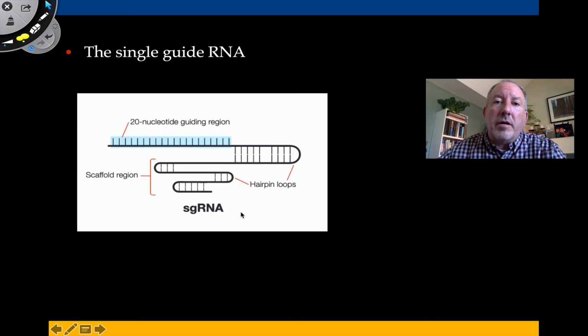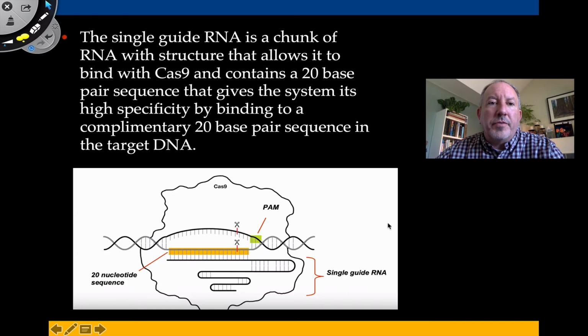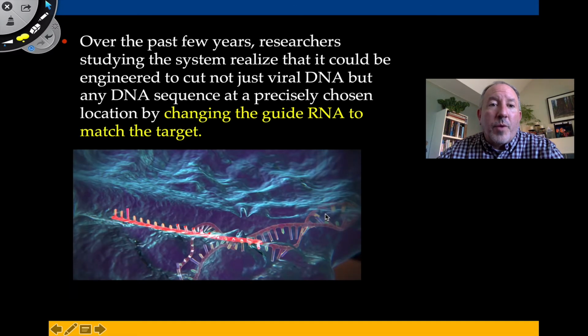So this single guide RNA has been a game changer, to say the least. It's a single unit, as I mentioned before, which can then track down any specific sequence. It's a chunk of RNA with a structure that allows it to pair with any system that is specific by binding to that 20 complementary base sequence. And so it's rather remarkable. This is what allows it to be capable of some very interesting and profound genetic engineering achievements, both present and in the future, the single guide RNA.